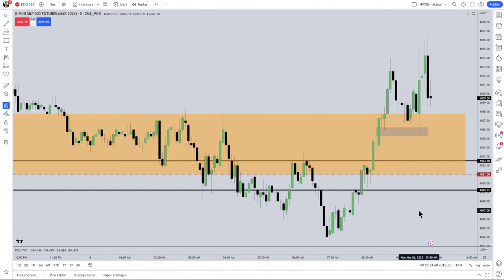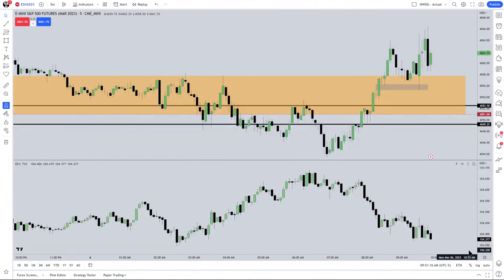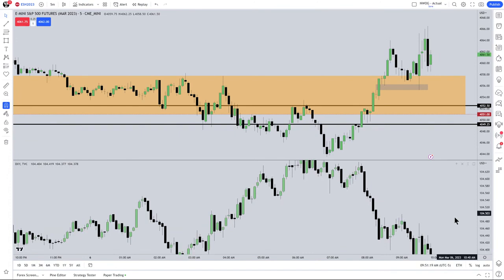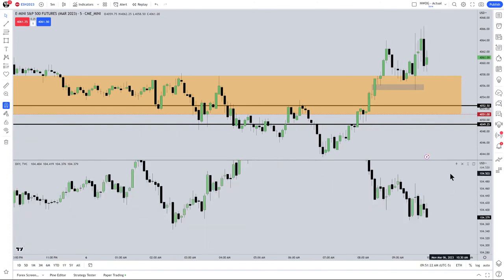I'm watching this wick here, the consequent encroachment of that wick. I'm watching: does it respect that and press down into the sell side here, or does it want to make another attempt to go higher? Dollar index looks a little softer in here. So in my mind, if the dollar was going to go lower, it would need to do it in here now. Down here is the dollar index.